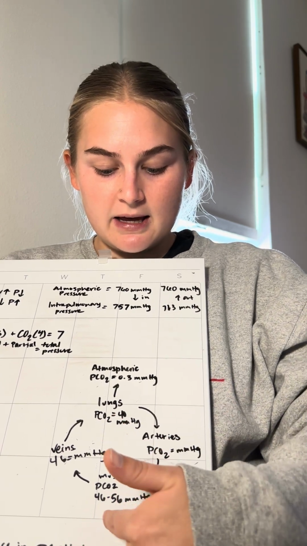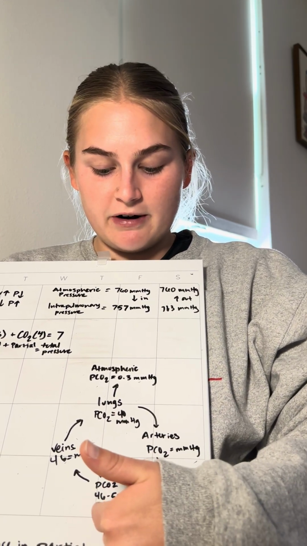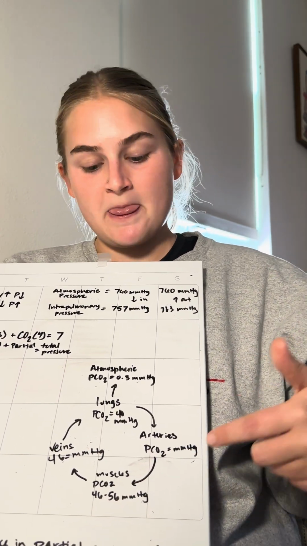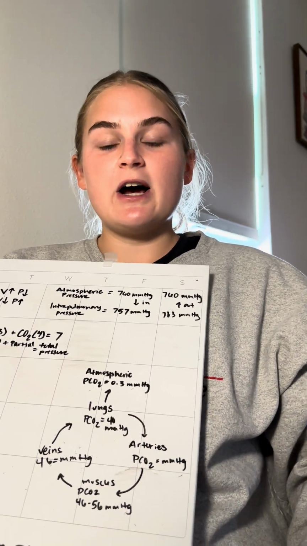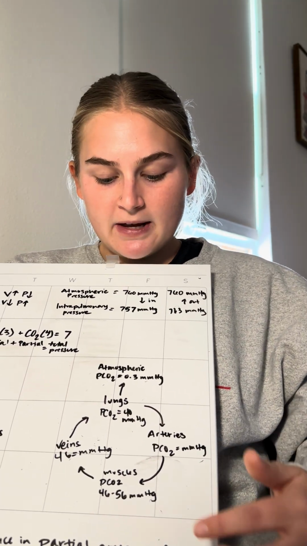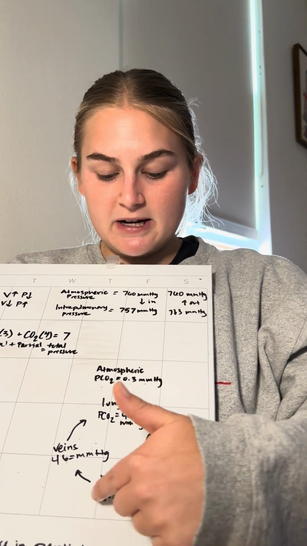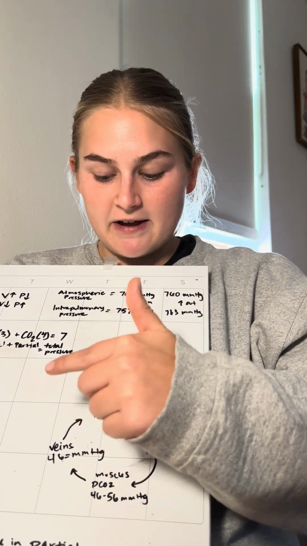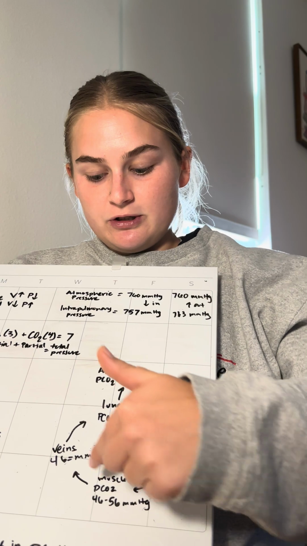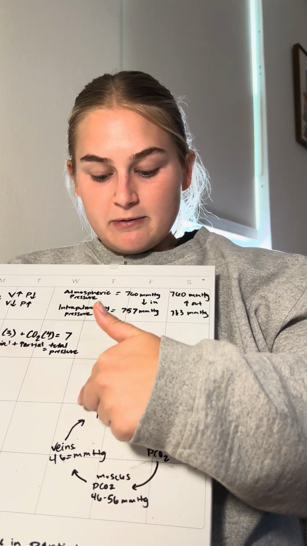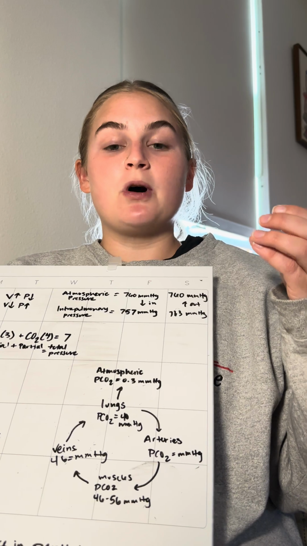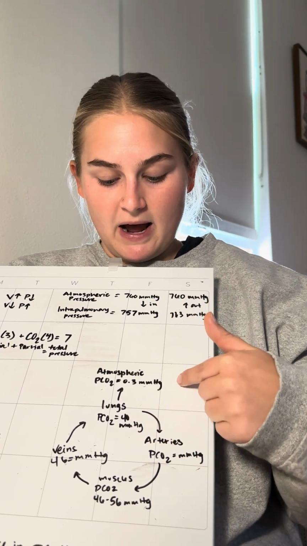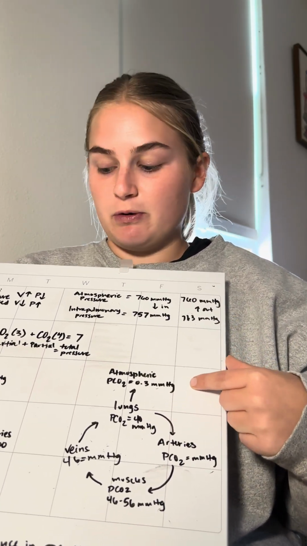So a partial pressure of CO2 of 46 is when you're resting, and a partial pressure of 56 is where you're working out more, creating more of that CO2. And then the veins should have a lower pressure, and the venous CO2 partial pressure goes back to the lungs and back out into the atmosphere at the lower partial pressure.